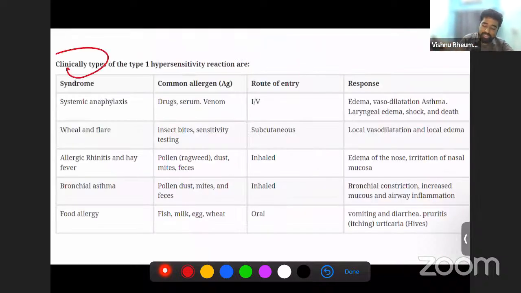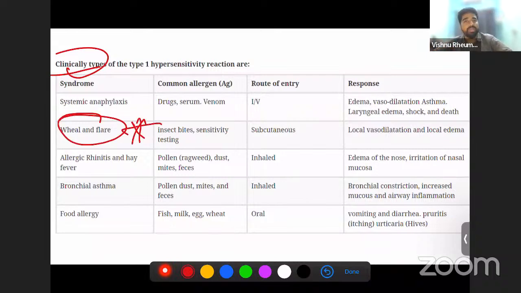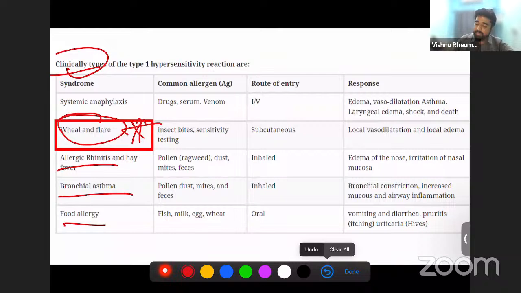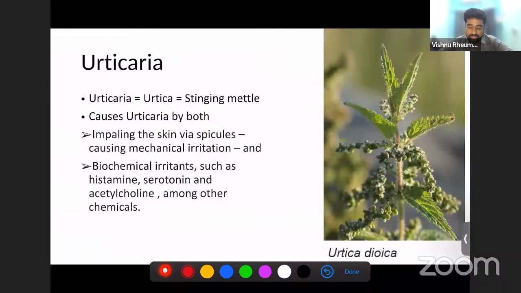So clinically, what are the types? You obviously know anaphylaxis, which happens very commonly as an infusion reaction. Then there is wheal and flare. This is what we are going to look at in this discussion, that is urticaria and angioedema. It can also be allergic rhinitis, asthma, food allergy. All of this can happen, and mainly we're going to look at this wheal and flare reaction.